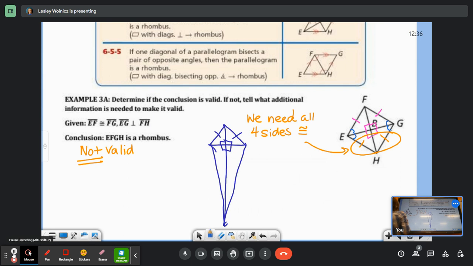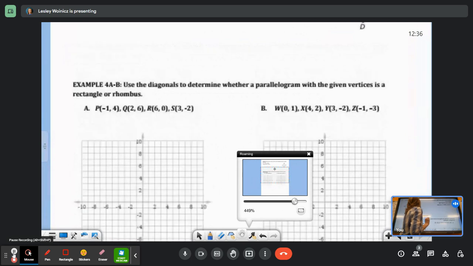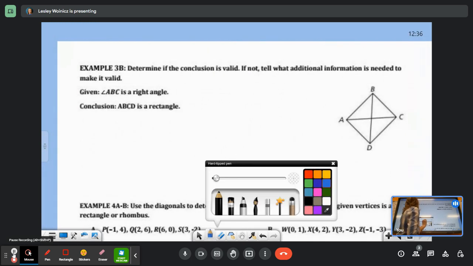Let's do the next one because that one was so much fun. Are we almost done? Okay. Is this the last page? Yes. Okay, we're gonna make it.